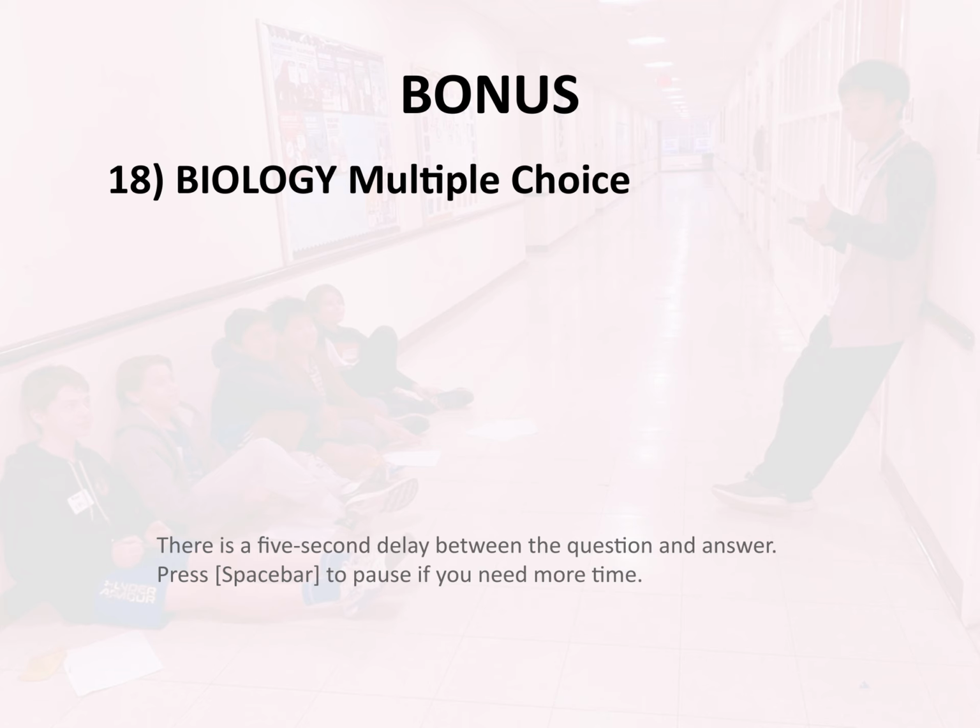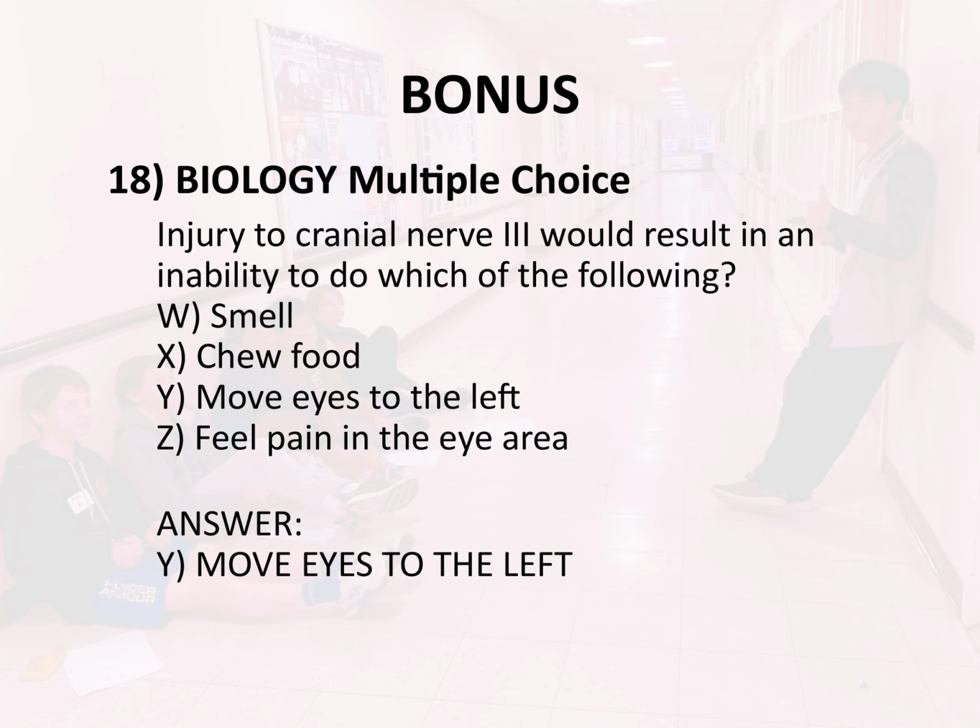Bonus 18. Biology. Multiple choice. Injury to cranial nerve 3 would result in an inability to do which of the following? W. Smell. X. Chew food. Y. Move eyes to the left. Z. Feel pain in the eye area. Answer. Y. Move eyes to the left.